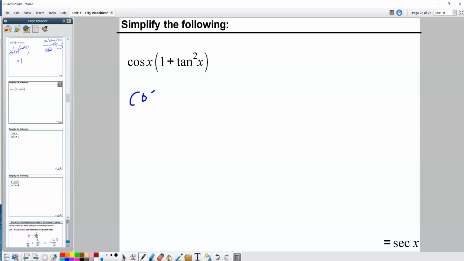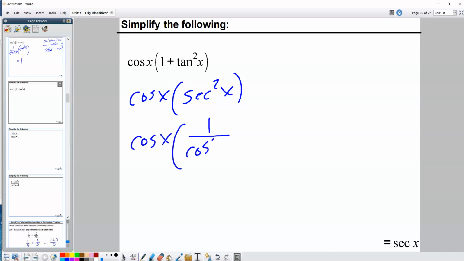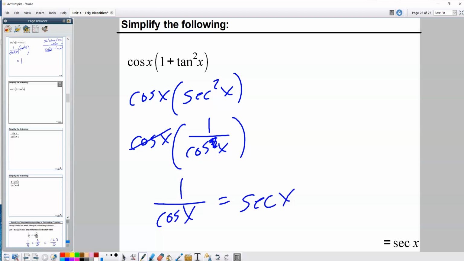I got cosine of x times, I think this is secant squared of x. So that would be cosine of x times 1 over cosine squared. So that zaps with one of these. So I'm left with 1 over cosine of x, which is just secant of x.